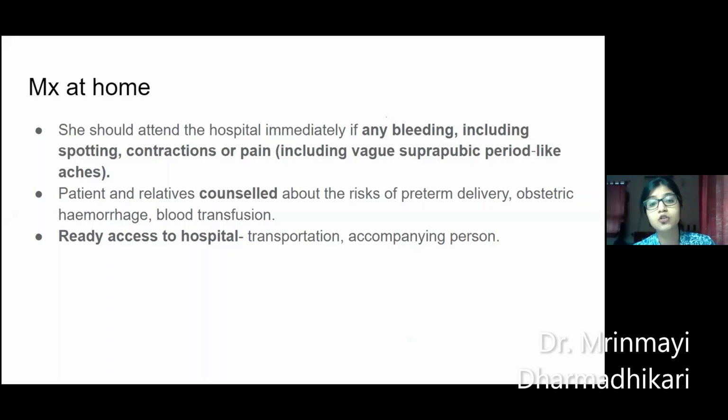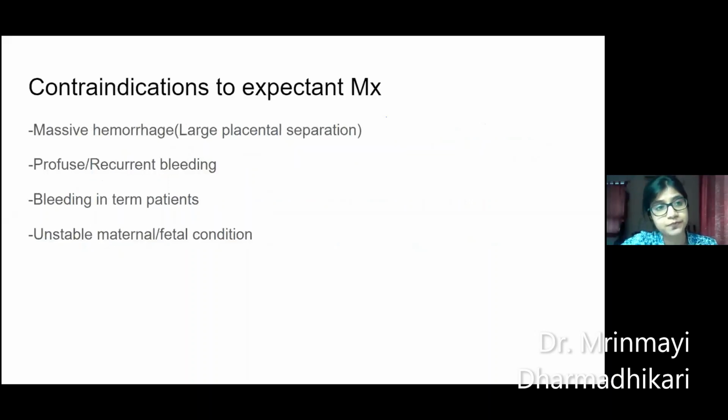Patient and relatives should be counseled about the risks of preterm delivery, obstetric hemorrhage, and blood transfusion. And the last point, most important point, patient should have ready access to your hospital. Okay, this includes not only transportation but also someone to accompany her. When she's at home, there should always be an attendee with her who, in cases of emergency, can bring her to the hospital. If this is not possible, if there is no transportation or she lives too far away or there is no person to accompany her, then it will be better if you keep her admitted in your hospital till delivery, because you never know when the next bout of bleeding is going to occur.